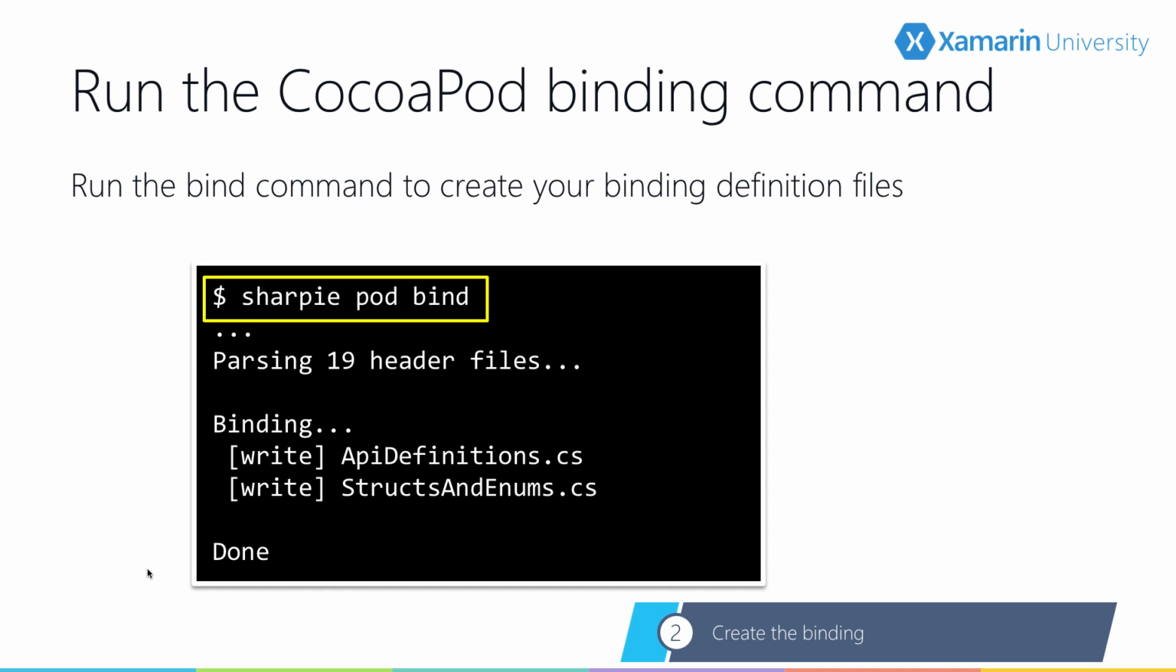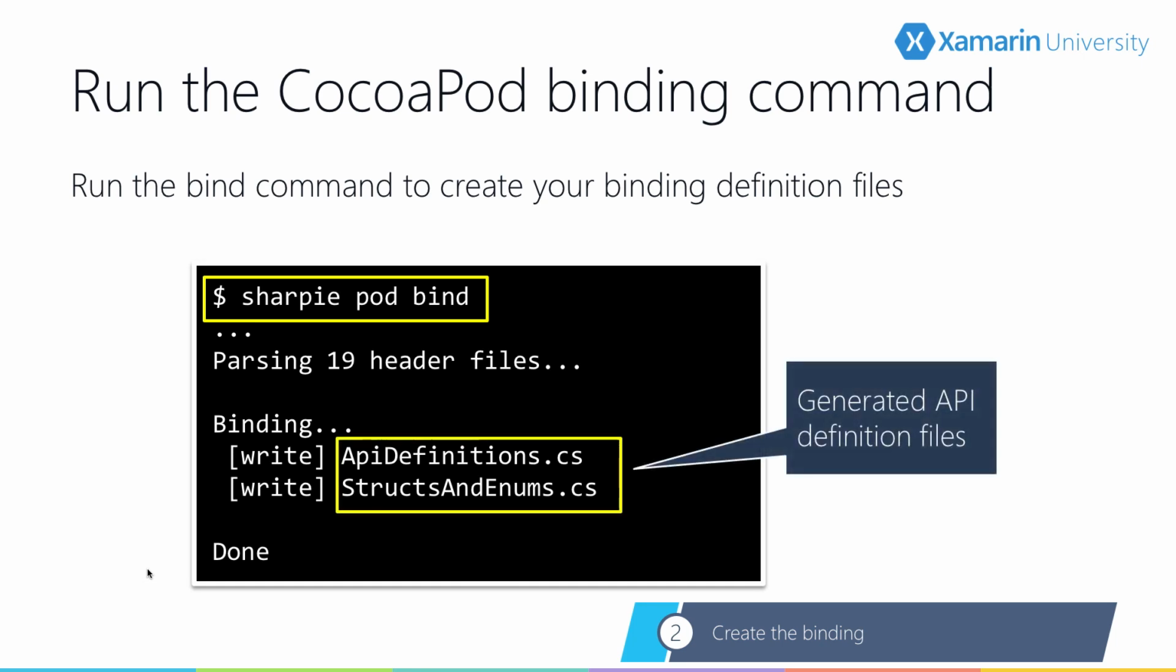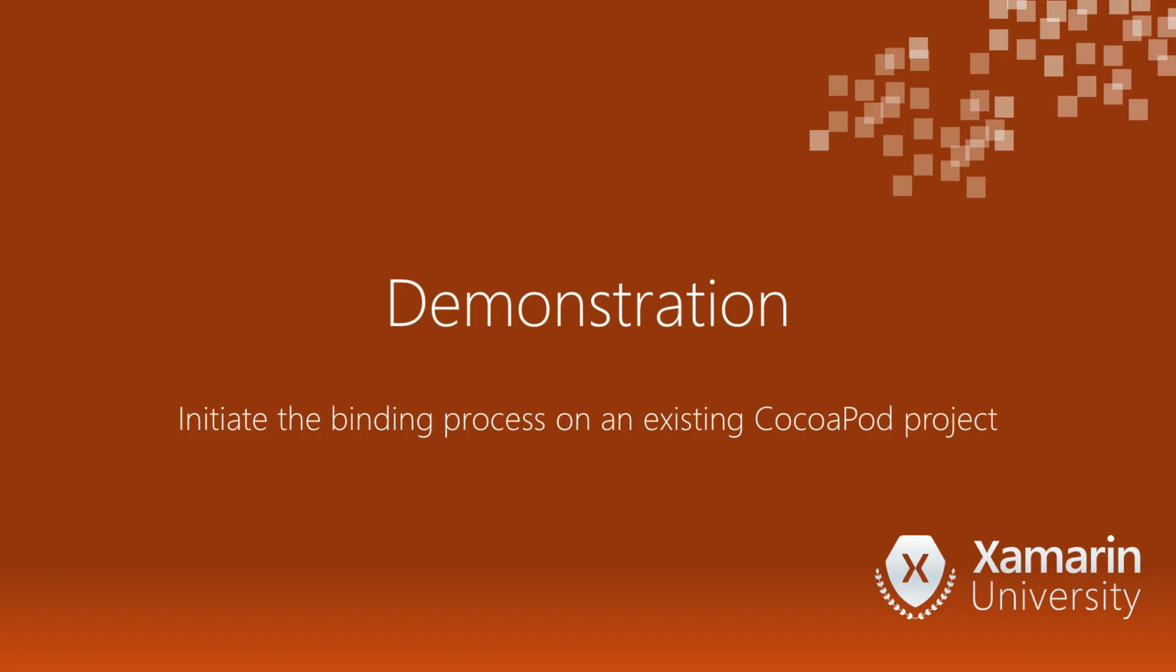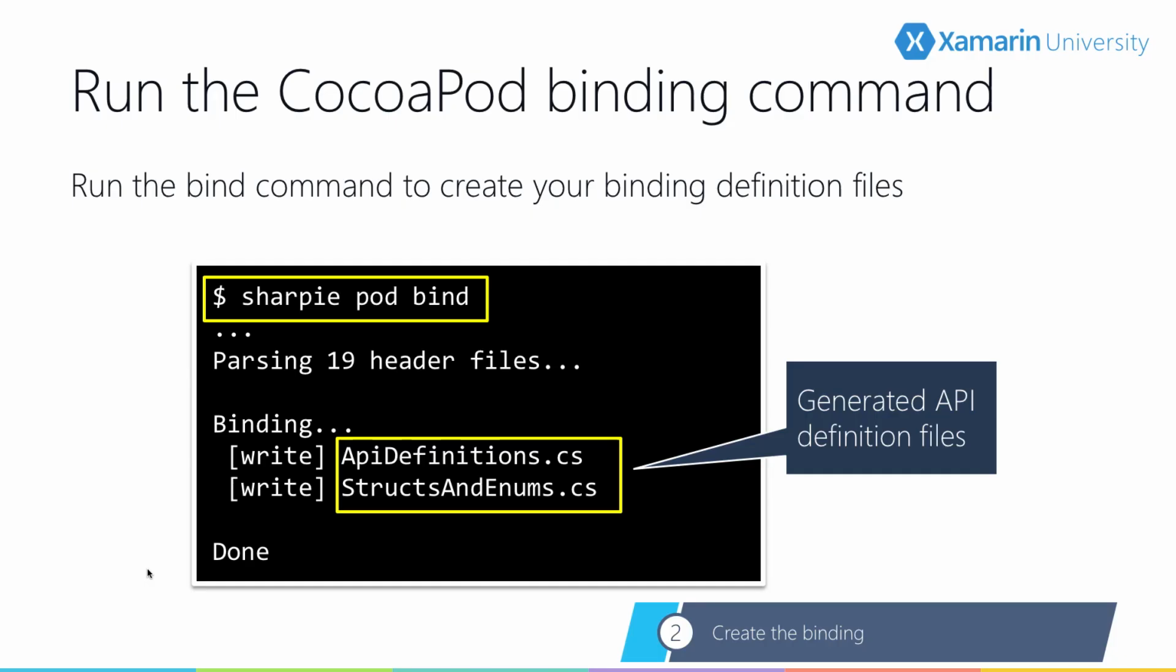We're going to run Sharpie pod bind, and this, after a couple of minutes, potentially, will produce your API definition CS and structs and enum CS files. These we'll use in our project to finalize the binding process.